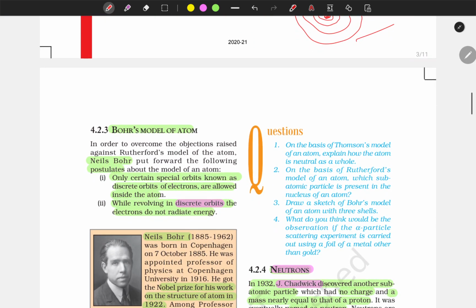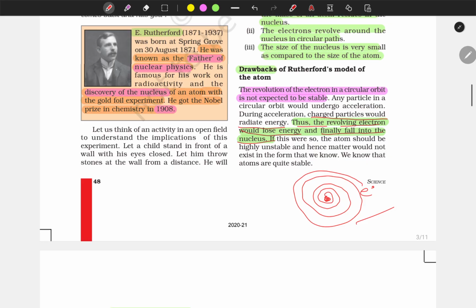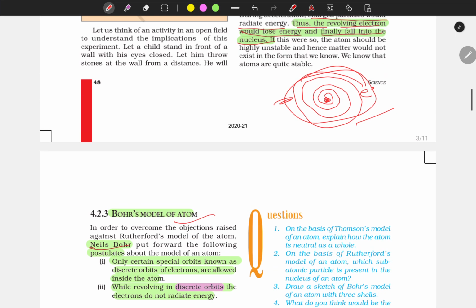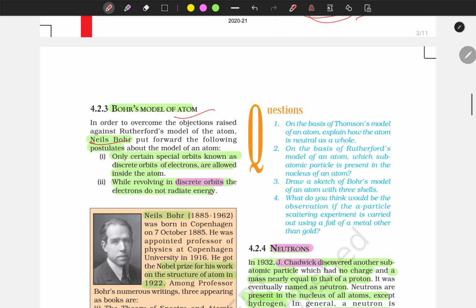Now the next model is Bohr's model. Scientist Niels Bohr proposed a model based on this drawback. This was a drawback about how the electrons orbit. The Bohr model mostly focuses on the orbits. So Bohr put forward the following postulates about the model of an atom. Only certain special orbits, known as discrete orbits, of an electron are allowed inside the atom. While revolving in discrete orbits, the electron does not radiate energy.